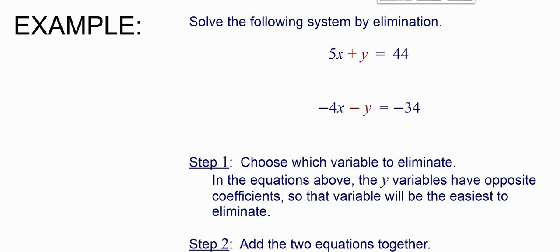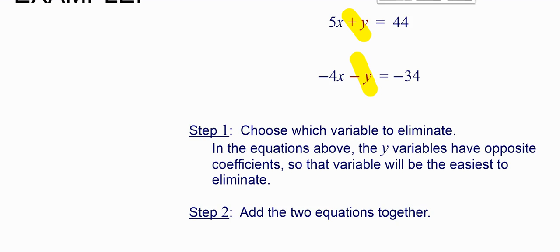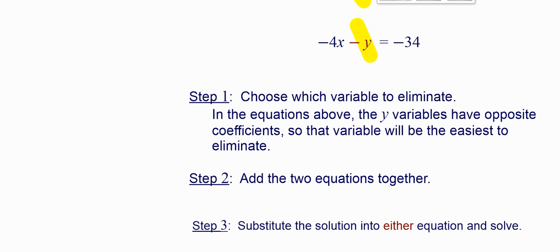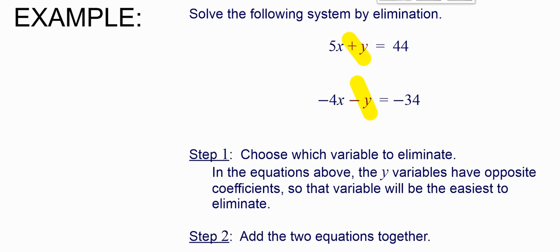So here's an example. 5x plus y equals 44. -4x minus y equals -34. First, you choose which variable to eliminate. In the equations above, the y variable has opposite coefficients, so that variable will be the easiest to eliminate. So you're going to add the two equations together. And step 3 is to substitute the solution into either equation and solve.